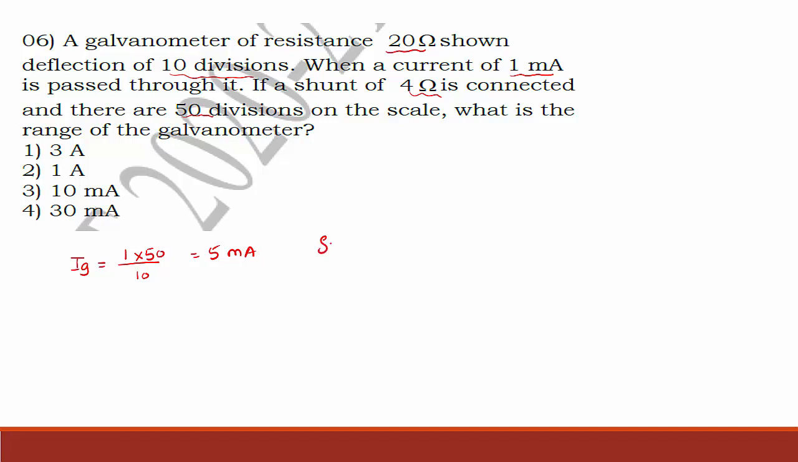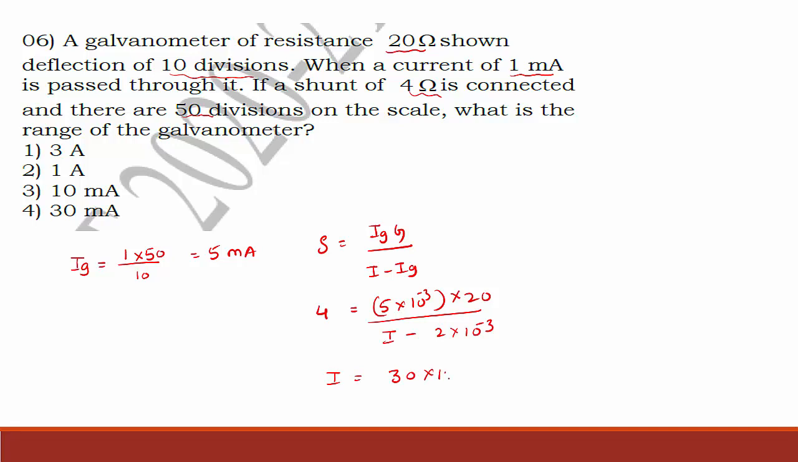Now I can use the equation S equal to Ig into G divided by I minus Ig. Shunt resistance is given 4 ohm is equal to Ig value is 5 into 10 raised to minus 3 into capital G is given 20 ohm, the resistance of the galvanometer, divided by I minus Ig, that value is given 2 into 10 raised to minus 3. So after substituting all the values, we will get the answer I equal to 30 into 10 raised to minus 3, or we can write 30 milliampere. So 30 milliampere means option 4 is correct.